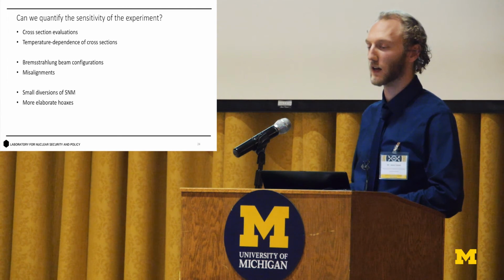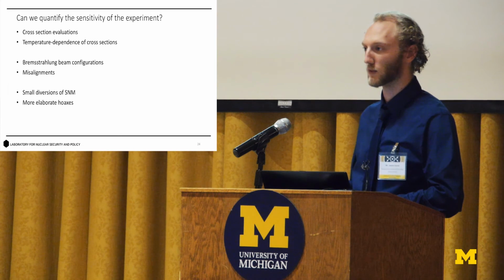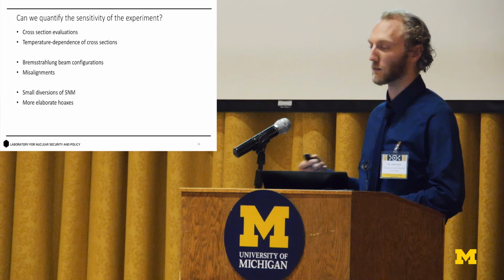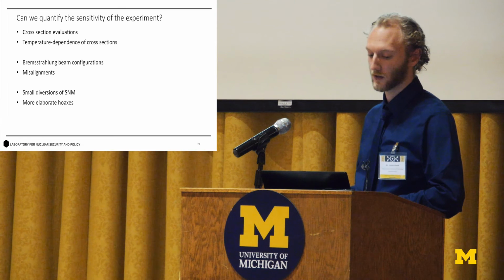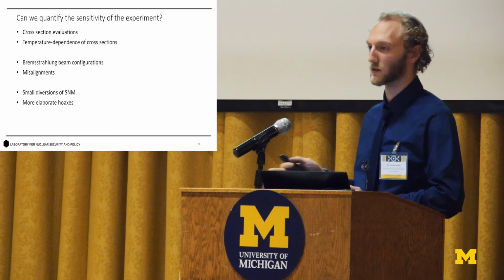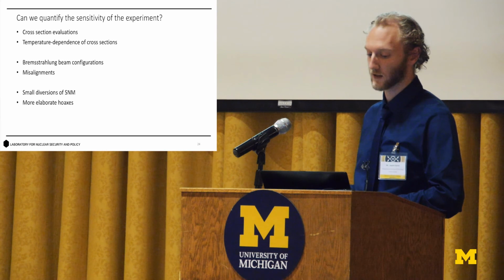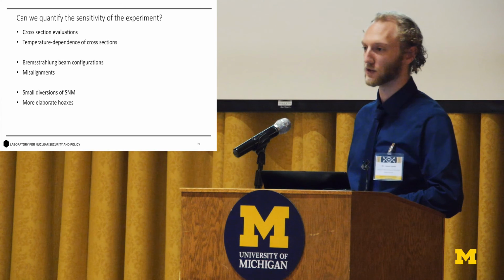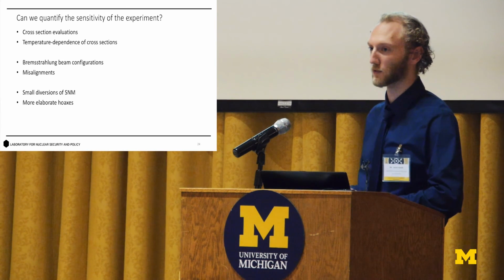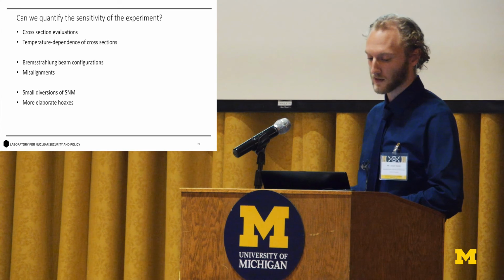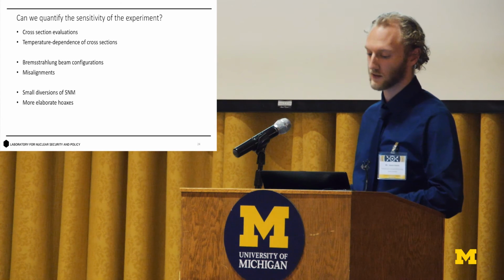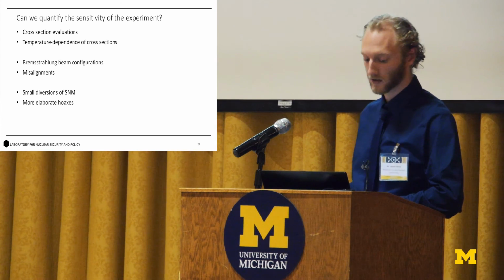Additionally, we will look at different bremsstrahlung beam configurations. So whether you're interrogating a small part of the warhead with the bremsstrahlung beam or the entire thing at once, that's something to investigate. And in the same vein, whether you slightly misalign the golden copy of the warhead in the bremsstrahlung beam versus the candidate, whether that decreases your sensitivity significantly. And lastly, we'll look at diversions of small amounts of special nuclear material. So if I skim off some plutonium from the outside of the pit, and similarly, more elaborate hoaxes that might be able to fool the system into thinking that a warhead is indeed real.